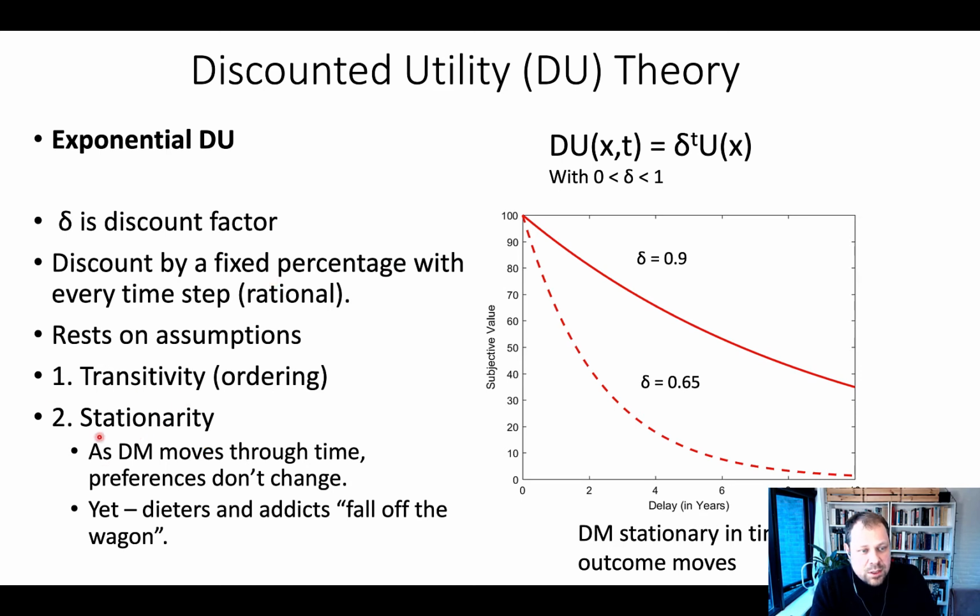The second assumption is the stationarity assumption, which means that if the decision maker moves in time, the preferences don't change, right? We'll go into this in just a second, but this basically contradicts the typical behaviors of dieters or addicts who commonly fall off the wagon. They make a plan right now when they're kind of satiated. They just ate, and then they say, okay, well, tomorrow I'm going to eat less, or tomorrow I'm not going to shoot up, or whatever drug of preference they take. But then as tomorrow comes, their behavior changes quite drastically and they fall off the wagon.